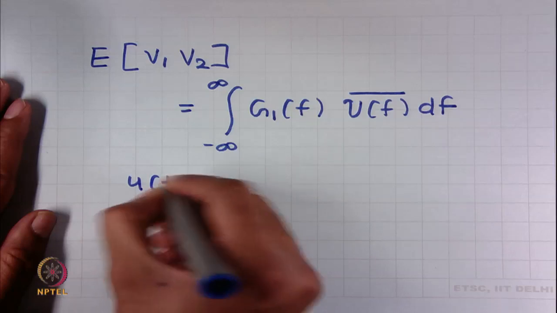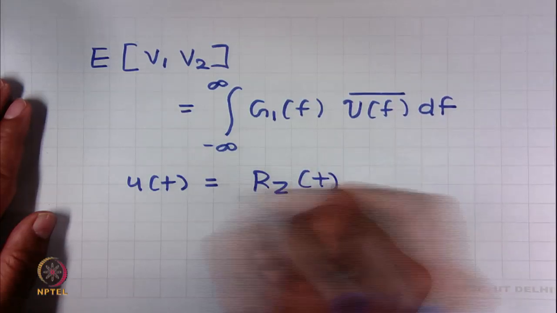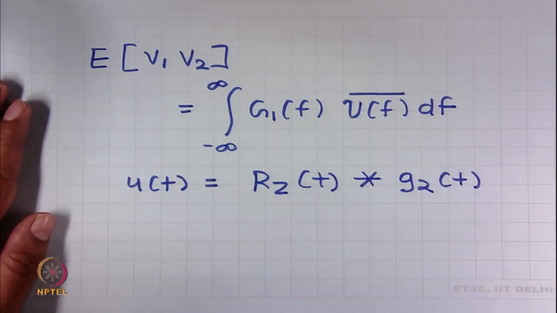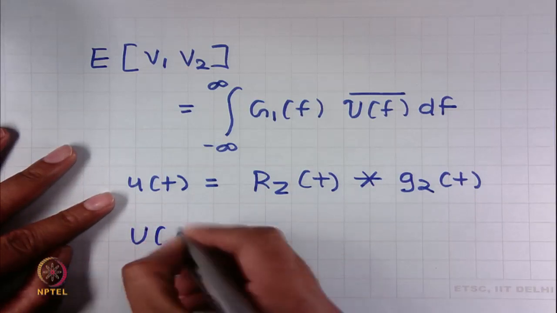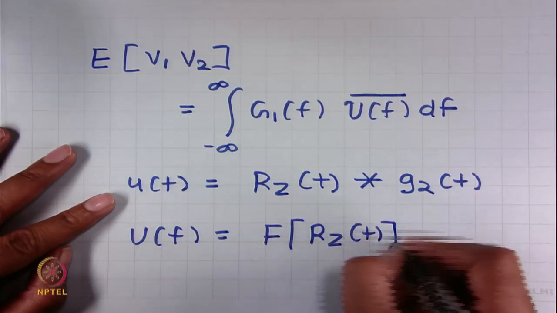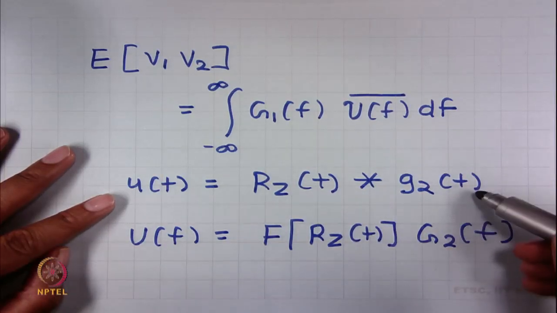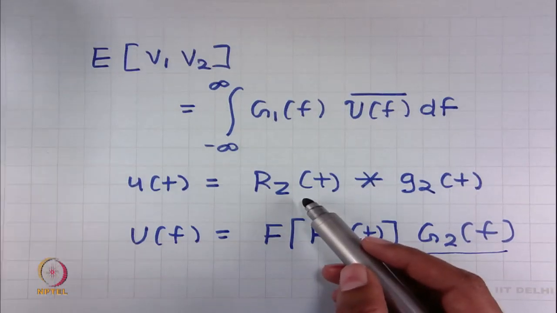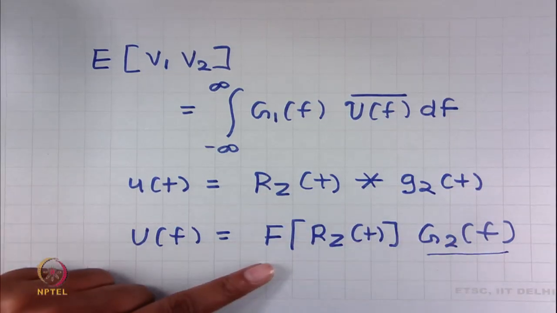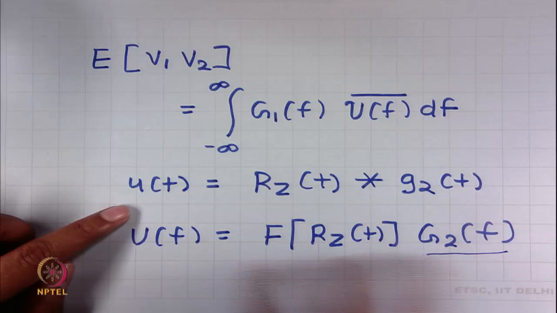To think about this, let me remind what was u(t). So, u(t) was the convolution of the autocorrelation function and g2(t). So, the Fourier transform of u(t) is nothing but the Fourier transform of the autocorrelation function multiplied by the Fourier transform of g2(t). So, g2(t) has a Fourier transform G2(f), and we are assuming that the Fourier transform of this autocorrelation function is this thing. Okay. And we are also using a property that convolution in time domain results in multiplication in frequency domain.